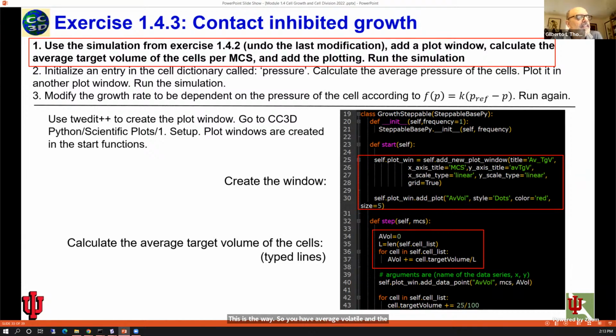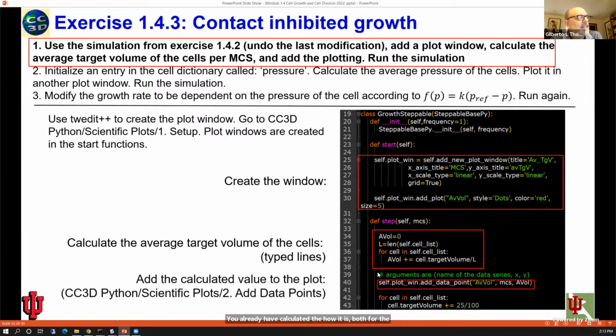This loop here is where you calculate the average volume. You do a loop over all the cells in the cell list and increase the average vol, which is set to 0 at the beginning, with the cell target vol divided by L. When you finish this loop, you already have calculated the average volume for the cells in your simulation.